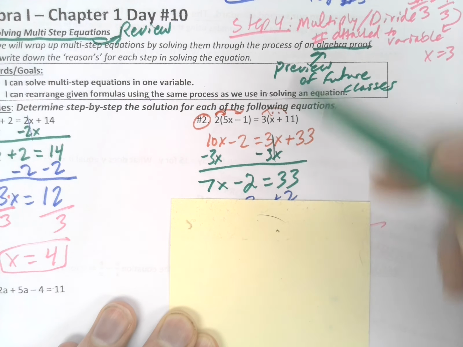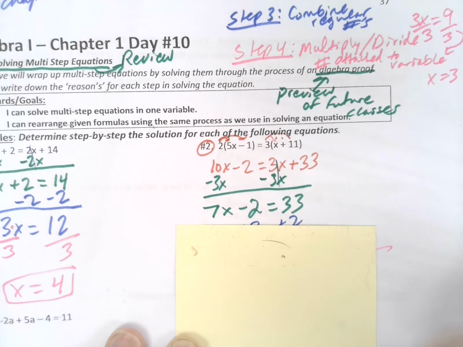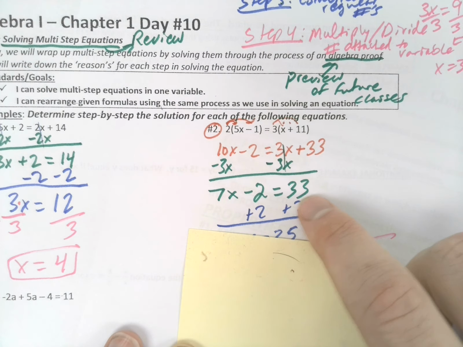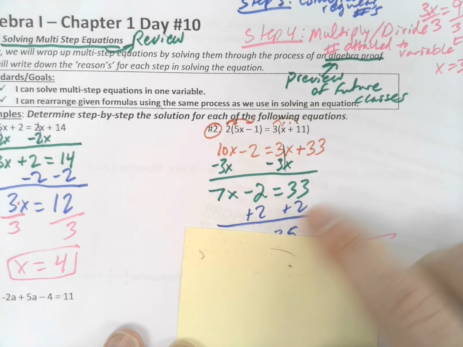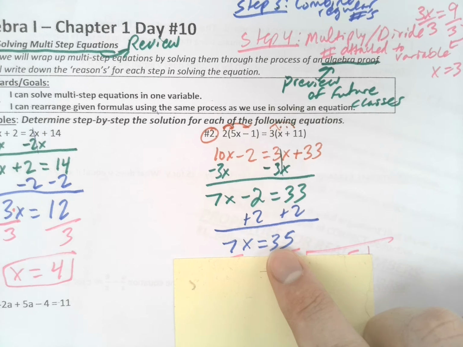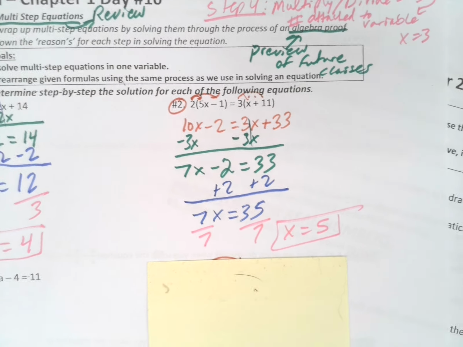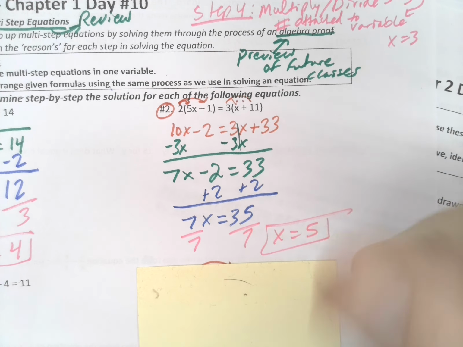Well, hey, we got some regular numbers here, so we're ready for step 3. So we can add 2 over. We're trying to get everything away from that x. And then we just have 7x equals 35 left. That means we're ready for step 4. So if it's 7 times x, we can divide by 7. X equals 5. Hopefully you're feeling pretty good on that one.